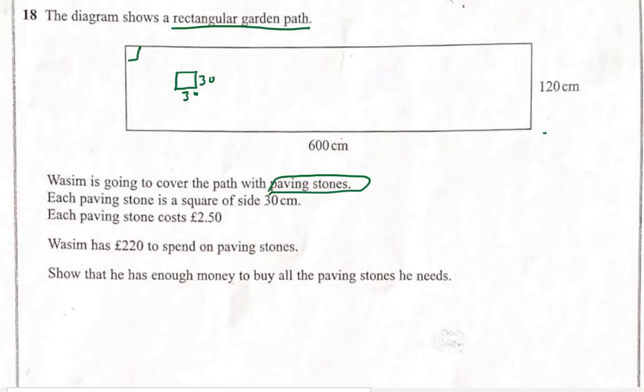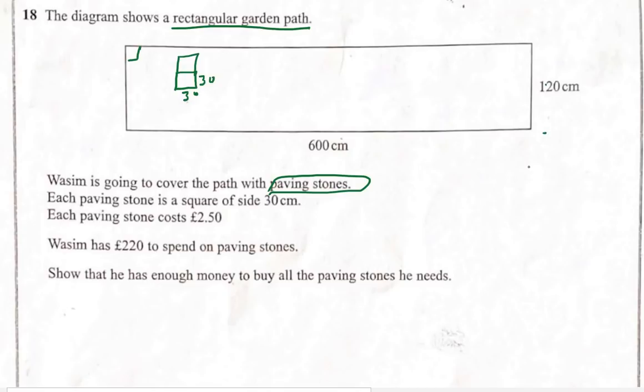Okay, so we got the idea. I think you got the idea as well. It means we need to find how many stones are going to fit over here. To do this one, we're going to find the area of the rectangular path.